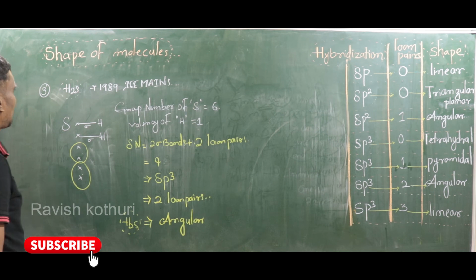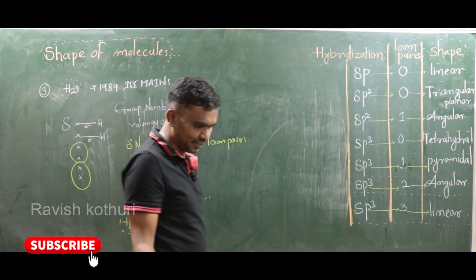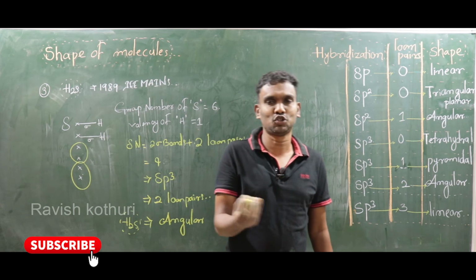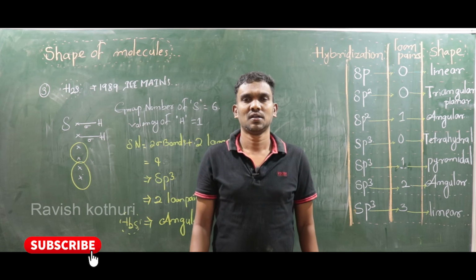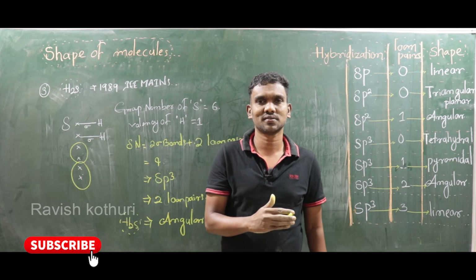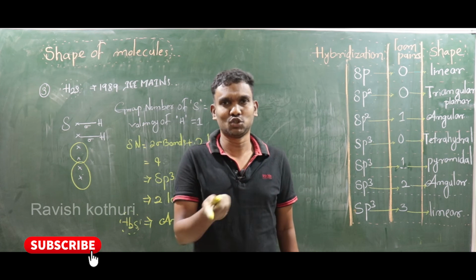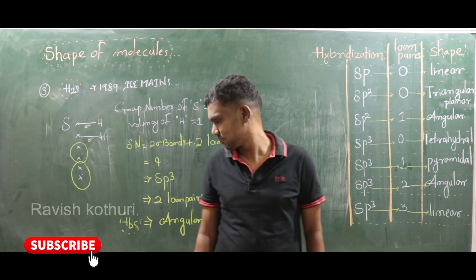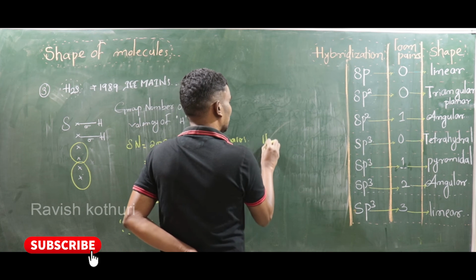Please take down this. Now, I will say, see another example. See H2O. So what is the shape of H2O, sir? H2O hybridization is sp3 hybridization with the two lone pairs. So what is the shape? Angular.